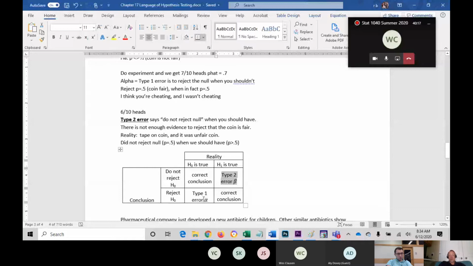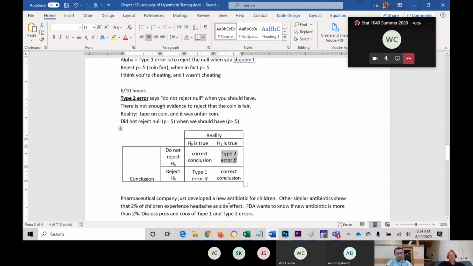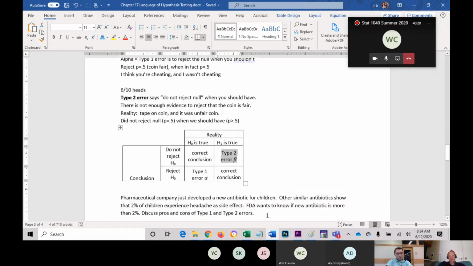Now the question is, if you're going to make a mistake, which is the better mistake to make? So let's go here and talk about the pros and cons. We'll use that same example we used before.